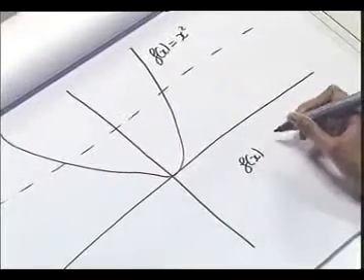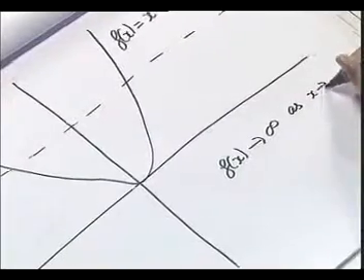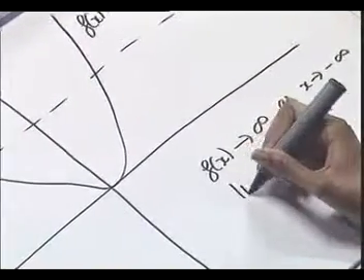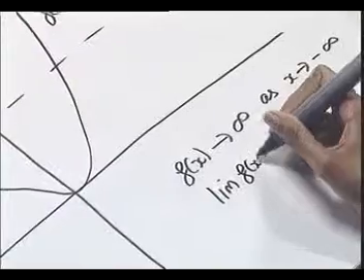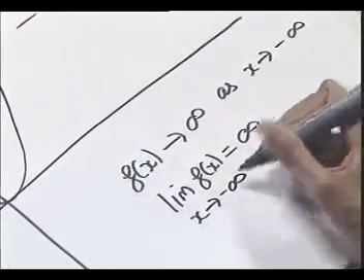So f of x tends to infinity as x tends to minus infinity, or the limit of f of x equals infinity as x tends to minus infinity.